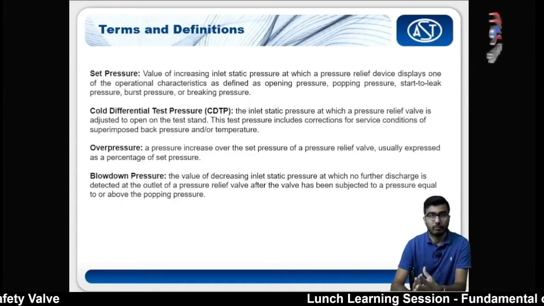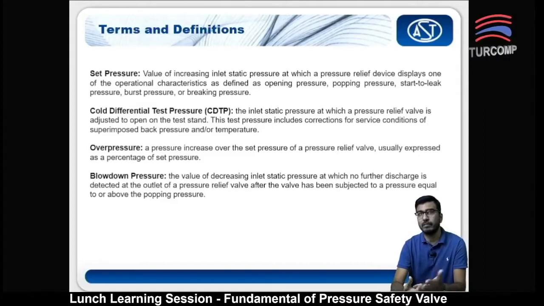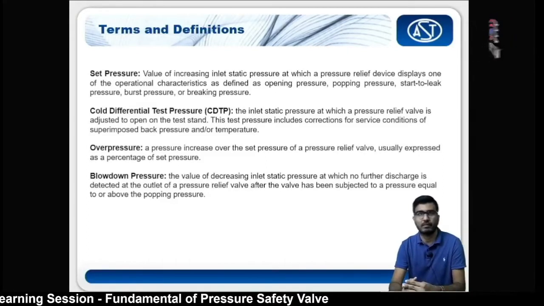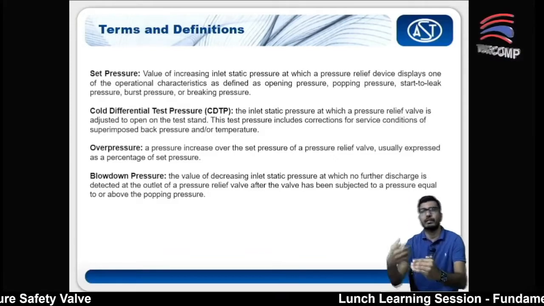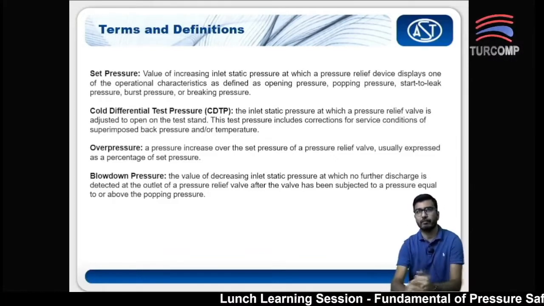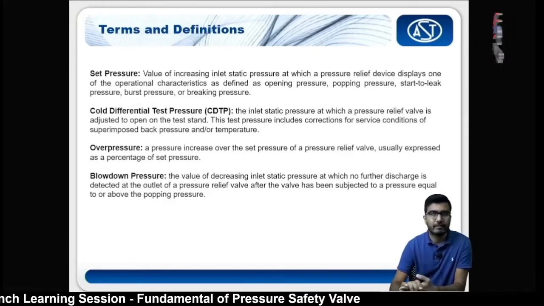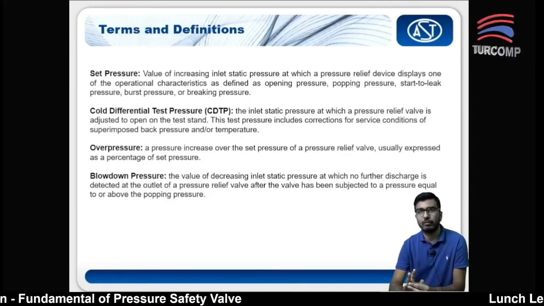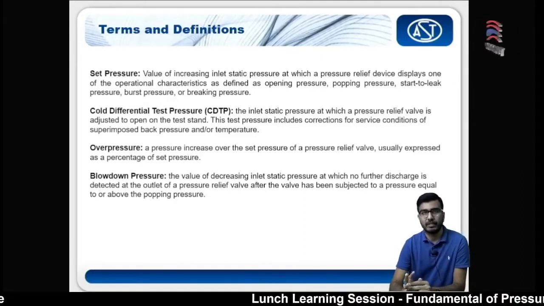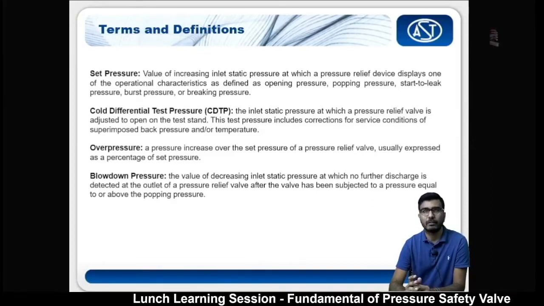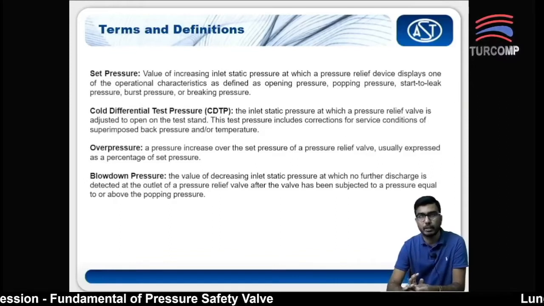So next, moving on, what is the overpressure? Overpressure is a pressure increase over the set pressure of a relief valve, usually expressed as a percentage of set pressure. So overpressure, let's say it is set at 10 bar, it increased to 15 bar, so you have 5 bar overpressure. A blowdown pressure, on the other hand, is actually the value of decreasing inlet static pressure at which no further discharge is detected at the outlet pressure of a pressure relief valve after the valve has been subjected to a pressure equal to or above the popping pressure.